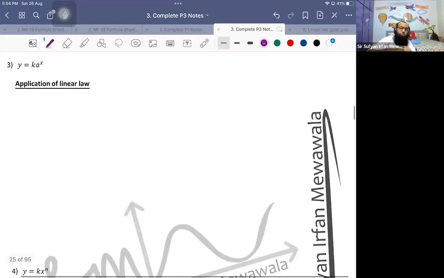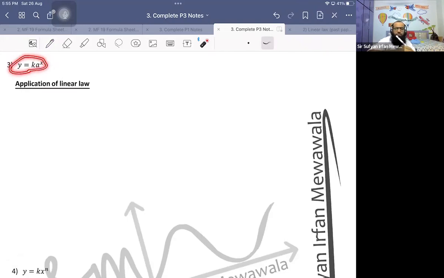Now what to do? Now y equals to k a power x. This is a non-linear equation, but this is not in the form y equals to mx plus c. So what we need to do? Always remember, whenever the given equation is not in linear form, we need to take LG or LN on both the sides. So which of LN or LG will we take?